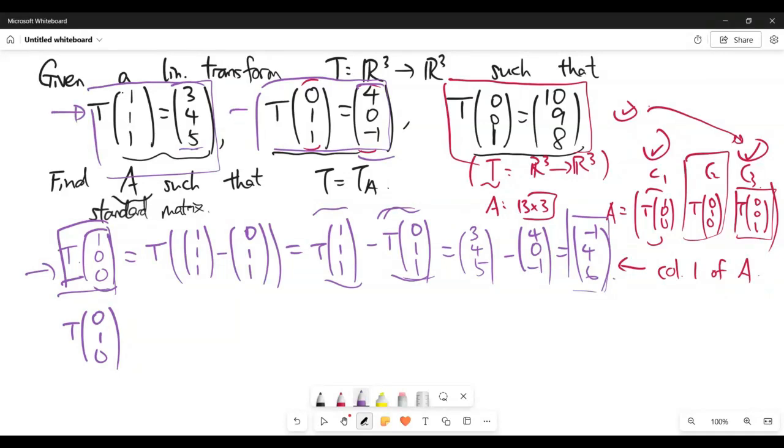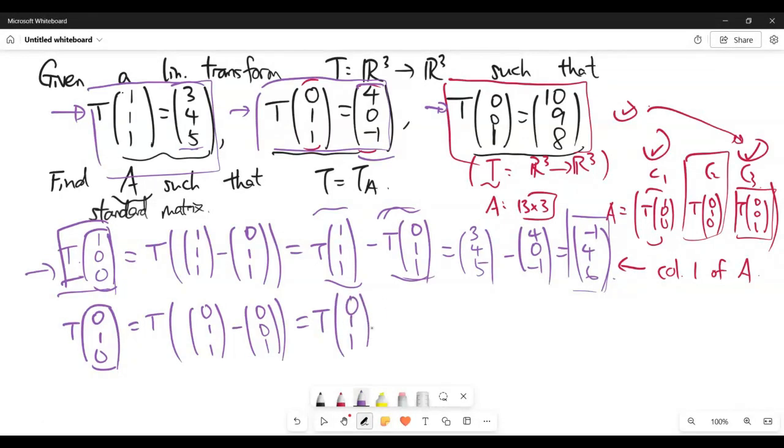You always have to make use of the given set of values. And please take a look. The vector 0, 1, 0 can be decomposed as the vector 0, 1, 1 minus 0, 0, 1. And why is it important? Because as a linear transformation, we can split in this way. Now you see this vector is already given and this vector is given, right?